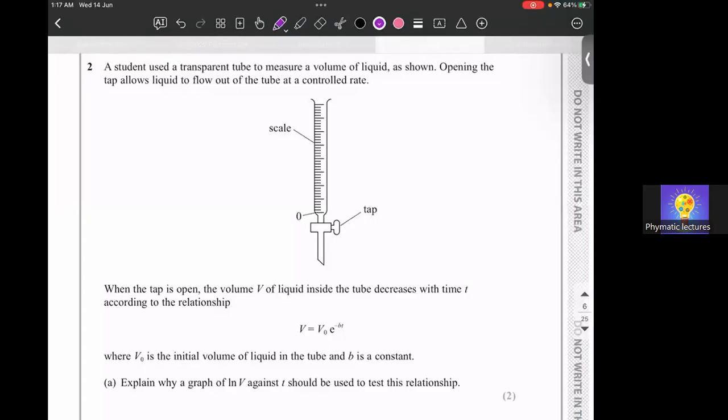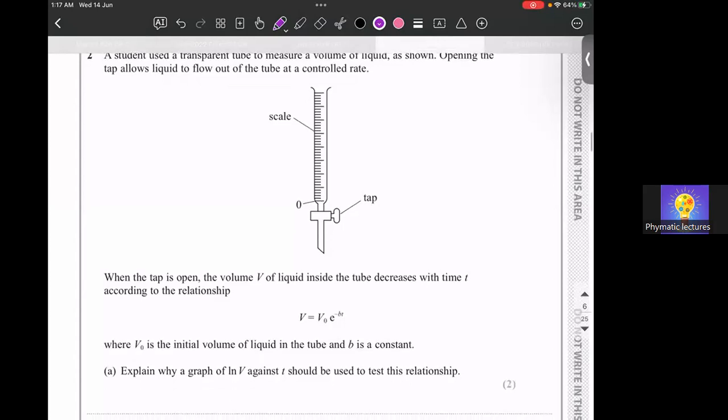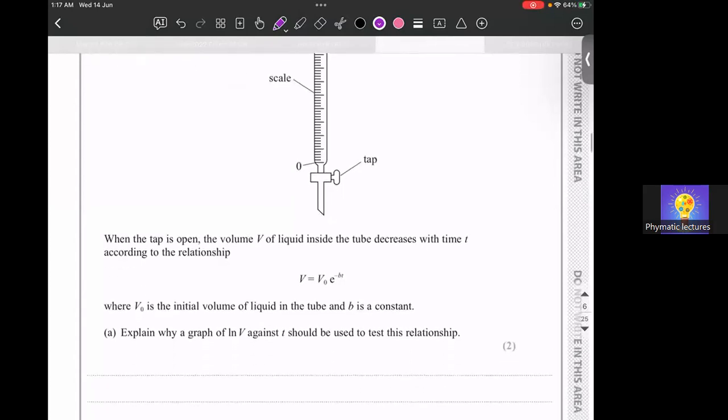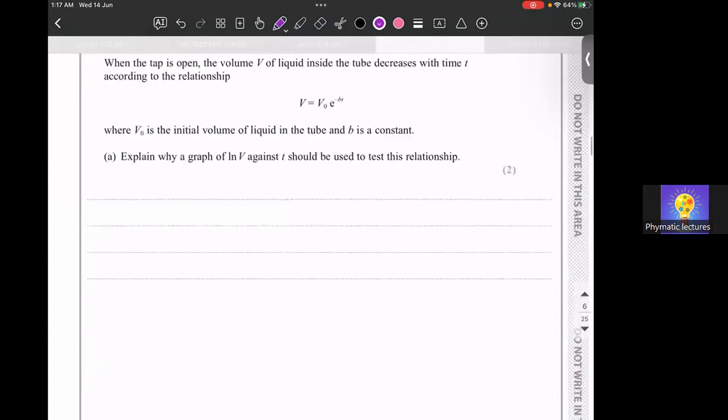Question number 2. A student used a transparent tube to measure a volume of liquid as shown. Opening the tap allows liquid to flow out of the tube at a controlled rate. When the tap is open, the volume of liquid inside the tube decreases with time according to the relation V = V0 e^(-Bt), where V0 is the initial volume of the liquid in the tube and B is a constant.